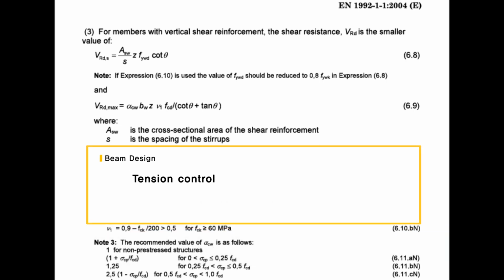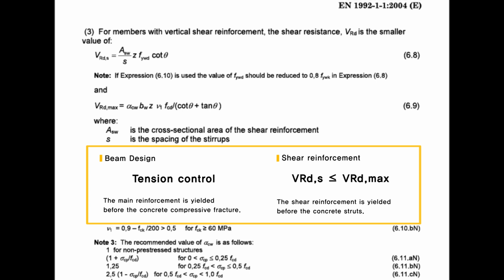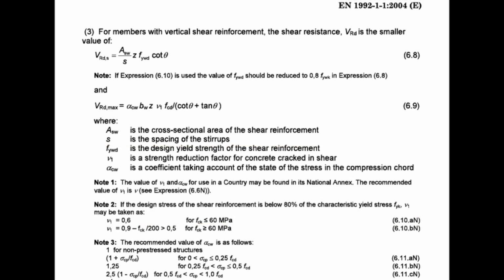When we design a flexural beam, we induce the tension control, which means we agree that a design is well done when the reinforcement is yielded before the concrete fracture. It's the same with the compression strut and the shear reinforcement, meaning a design where the shear reinforcement gets yielded before the compression strut fracture is a good design. This is why the VRDS should be smaller than the VRD max. And this is what the Eurocode is suggesting and putting limits as well.